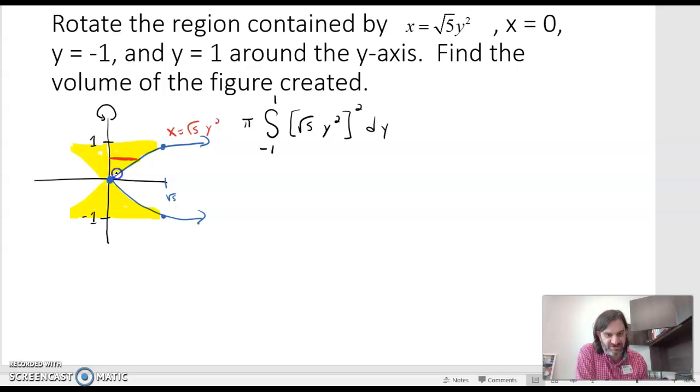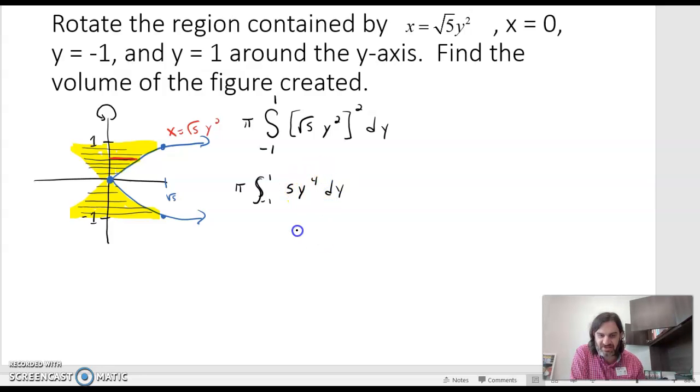So there's these little stacks of disks on top of each other, going all the way up and all the way down in here. So just kind of picture that. So let's do the manipulation, and then we'll do the integration. So we've got the pi out front, running from -1 to 1, and we're going to square this thing. So if we square square root of 5, we get 5. And if we square y squared, we get y to the 4th.